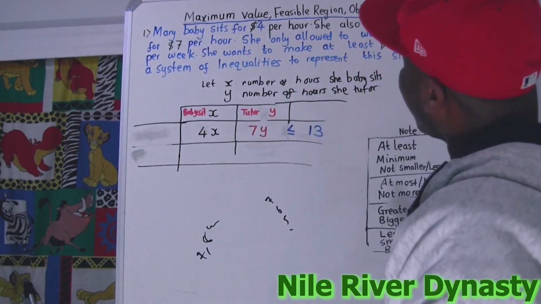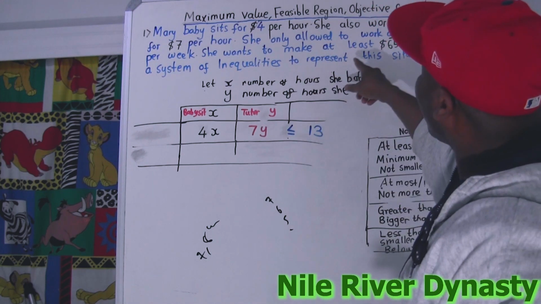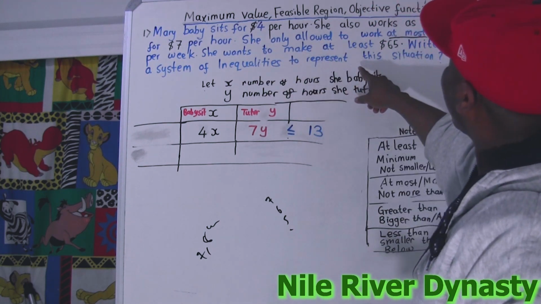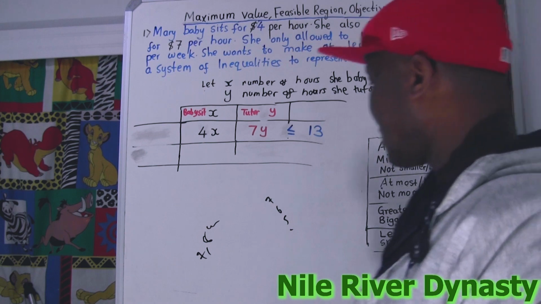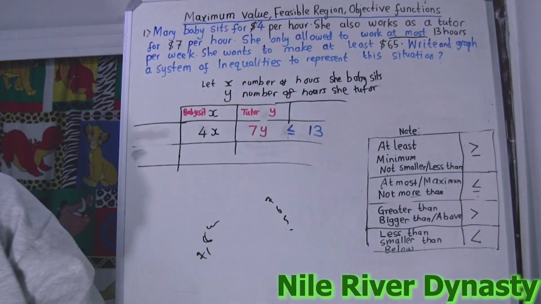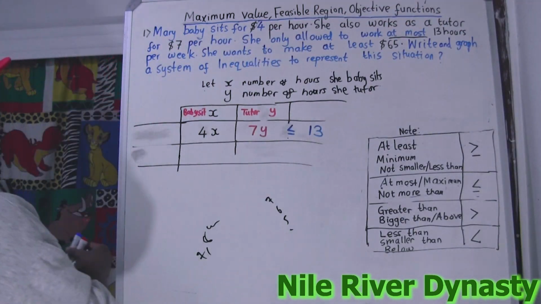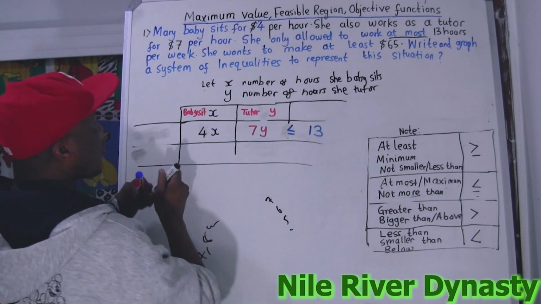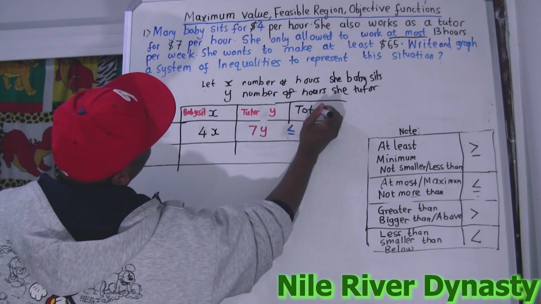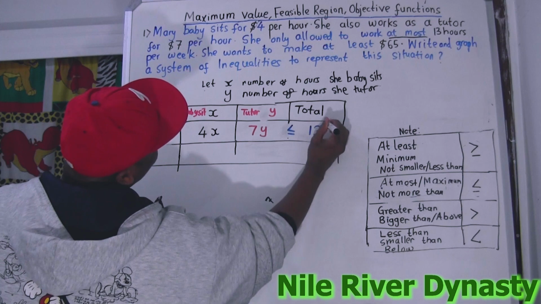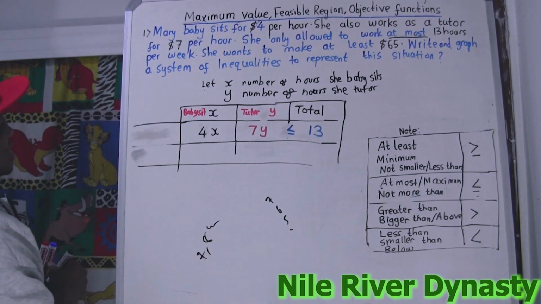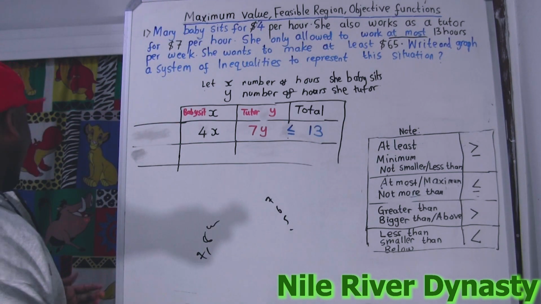You know what I'm saying? Now, she says she wants to make at least $65. So she wants to make at least $65. So now, she wants to make $65. Let's call this total. This is total here. So they say she just wants to make $65. But how is she going to make it?